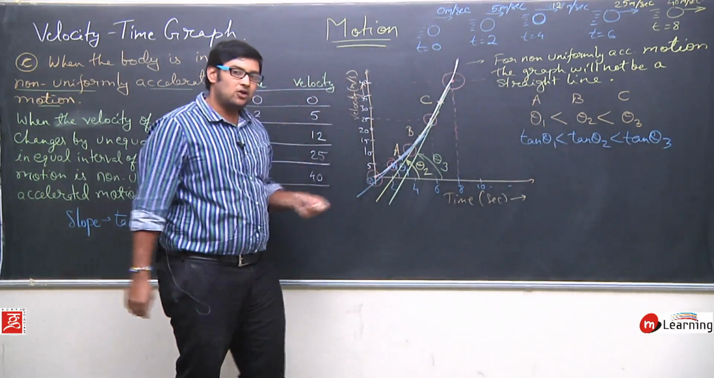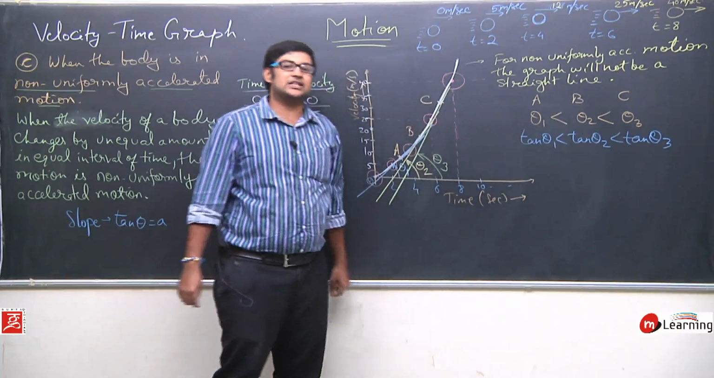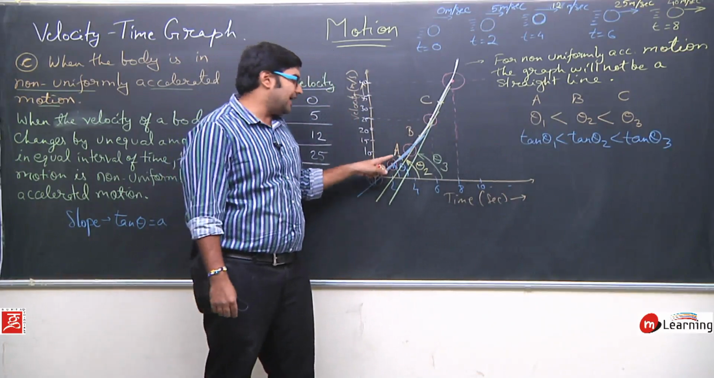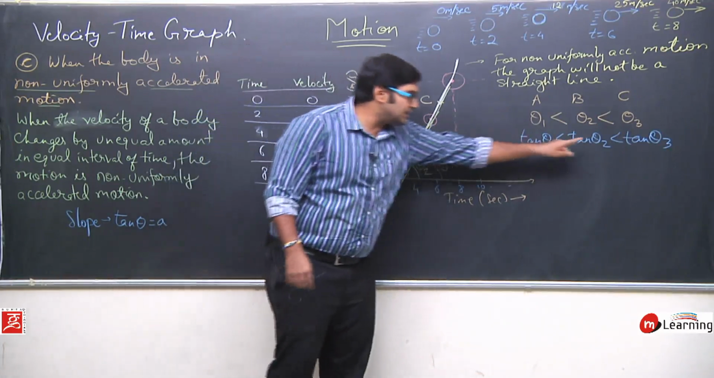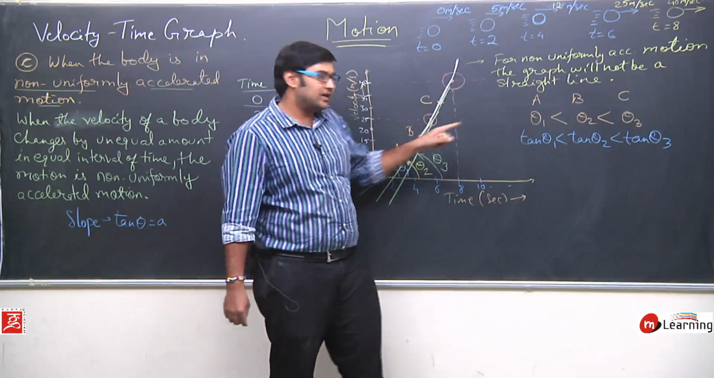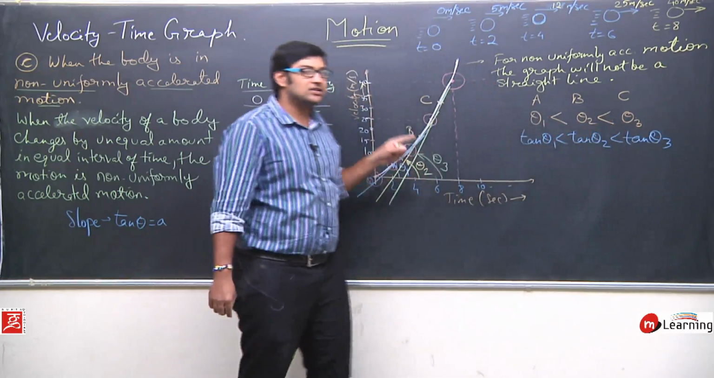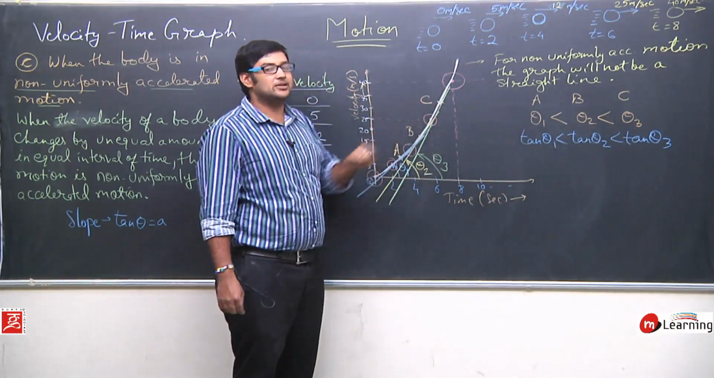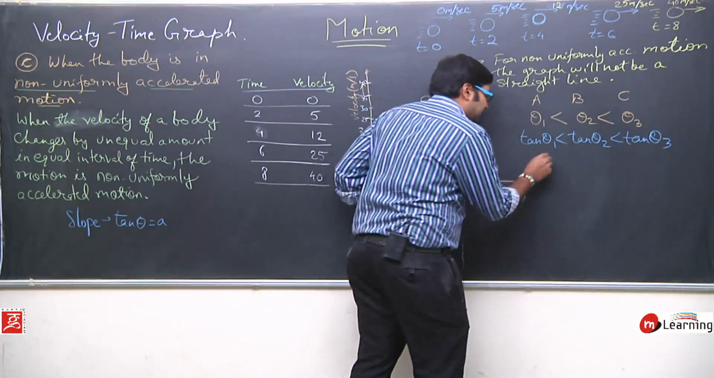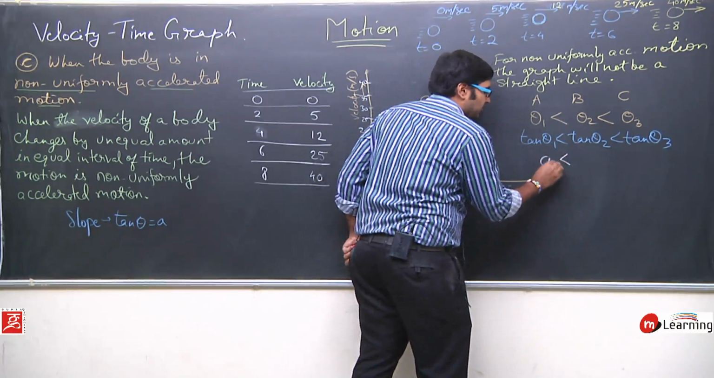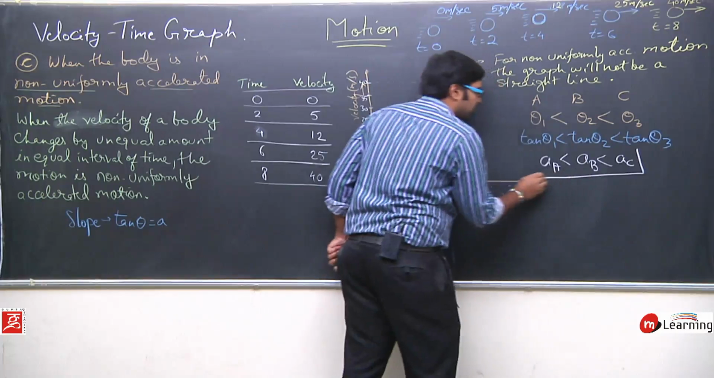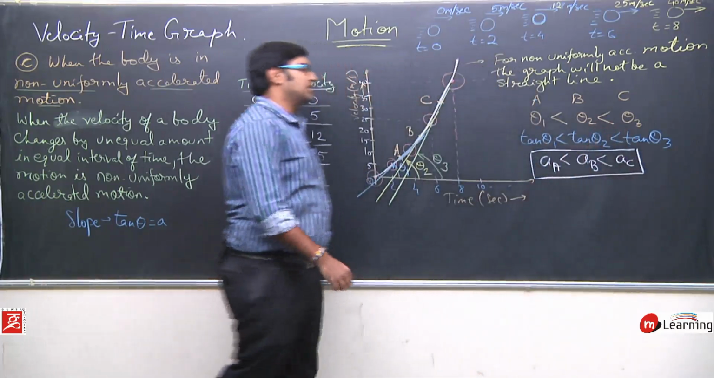Now what will this tan theta 1 represent? Tan theta 1 represents the acceleration of the body at point A. Tan theta 2 represents the acceleration of the body at point B, and tan theta 3 represents the acceleration of the body at point C. So if tan theta 1 is the smallest, it means the acceleration at point A is the smallest, then the acceleration at point B and the acceleration at point C.